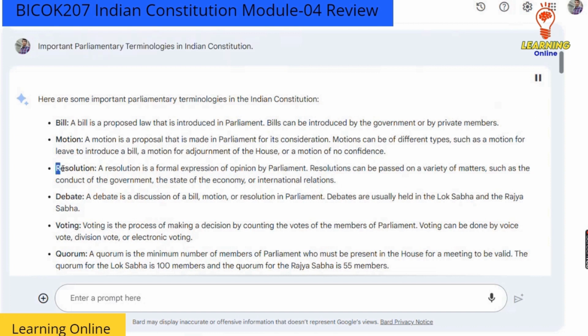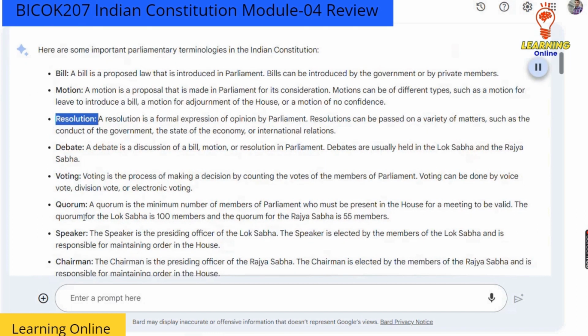Motions can be of different types, such as a motion for leave to introduce a bill, a motion for adjournment of the House, or a motion of no confidence. Resolution. A resolution is a formal expression of opinion by Parliament.